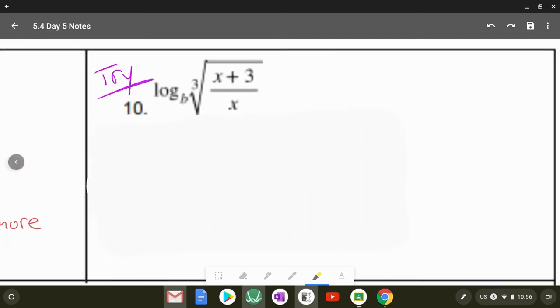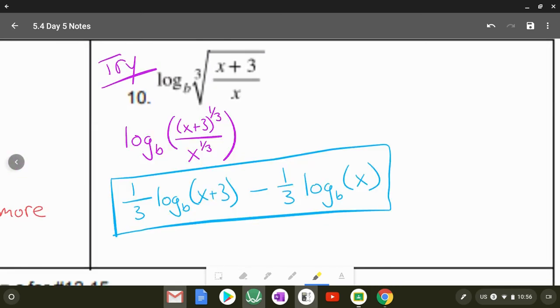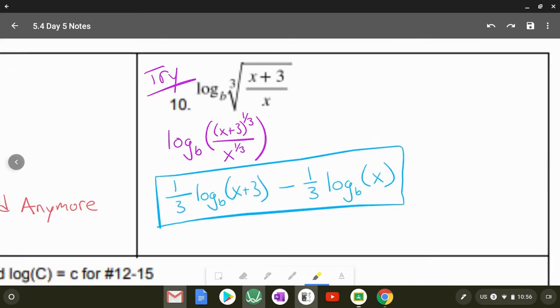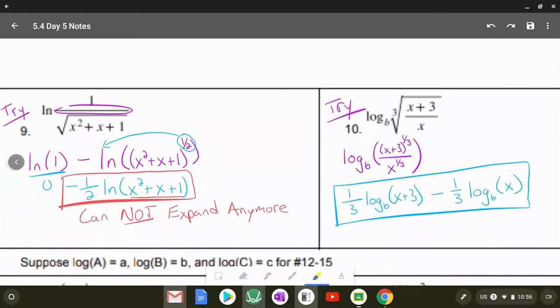If we take a look at number 10, again, it's a cube root, so that 1/3 applies to the exponent of the numerator and the denominator. And then you're walking through the rest, split it, and then move the exponents to the front. And again, like we said, 2 things being added on the inside of a log cannot split to multiple logs. So you're going to see a couple of these on your homework. Make sure you get the practice condensing, expanding, and evaluating as well.